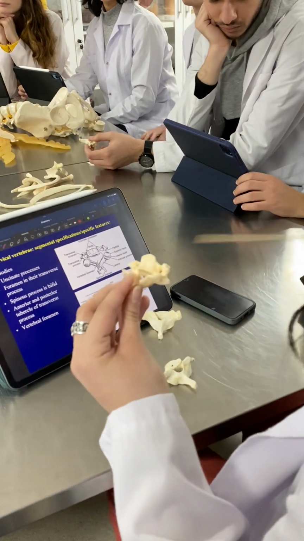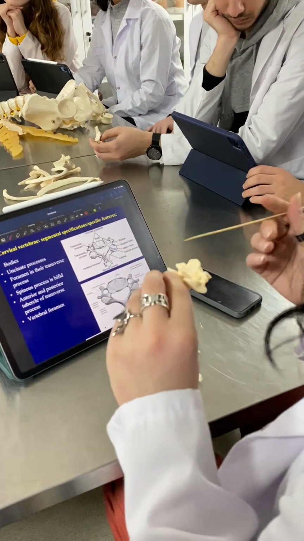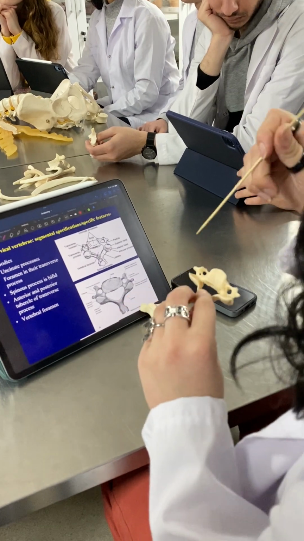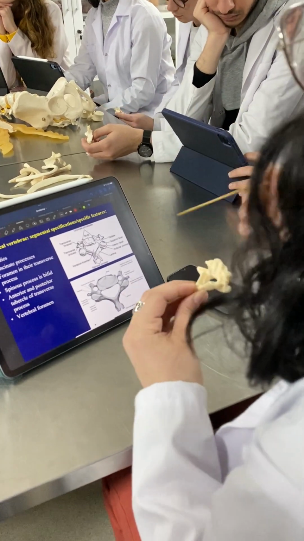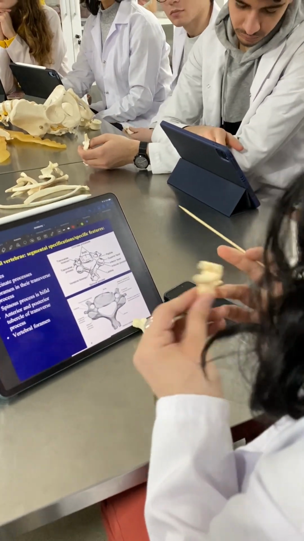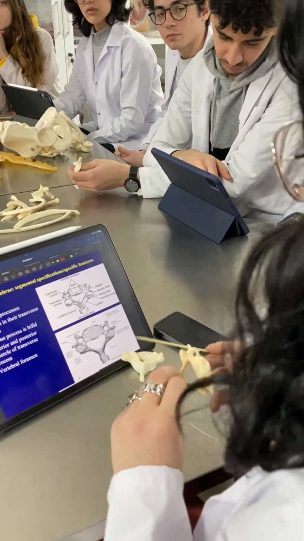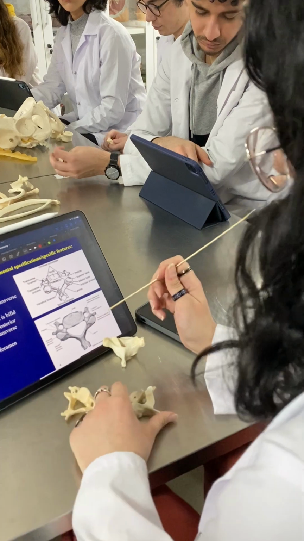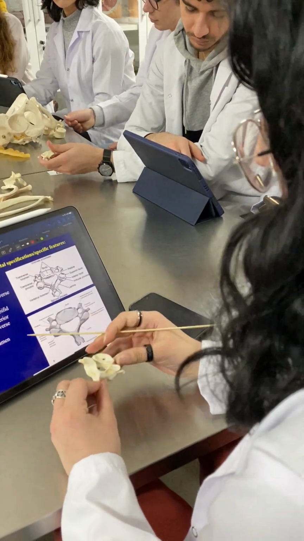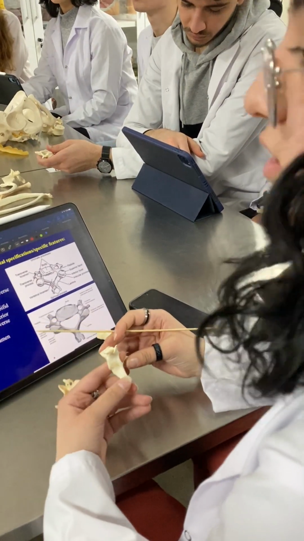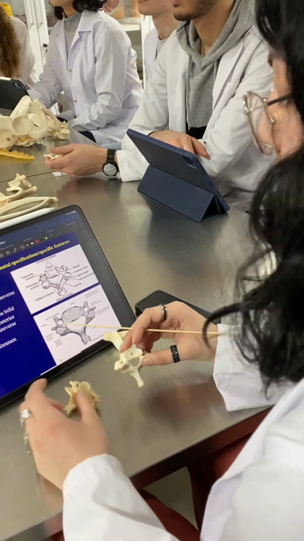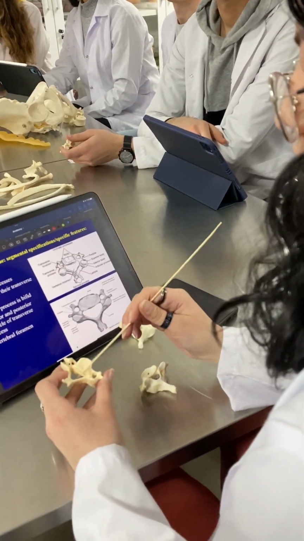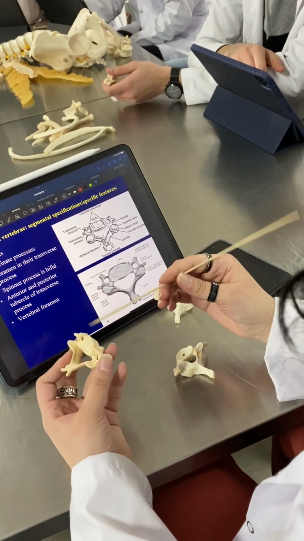There's also the anterior and posterior tubercles for the transverse process. They have the transverse foramen and the vertebral foramen. I think that sums up the parts of the cervical vertebra. How about the shape of the body? It's small and saddle shaped.